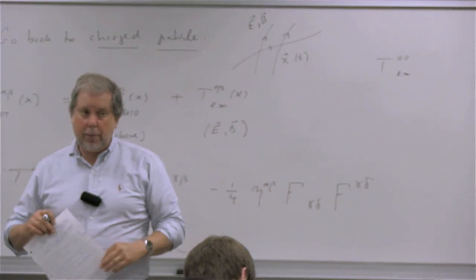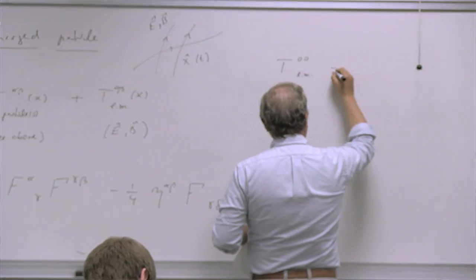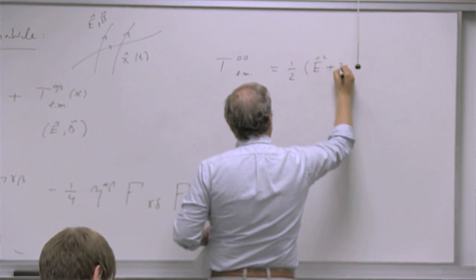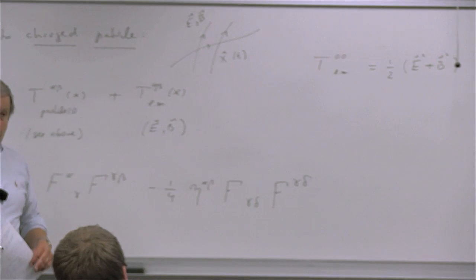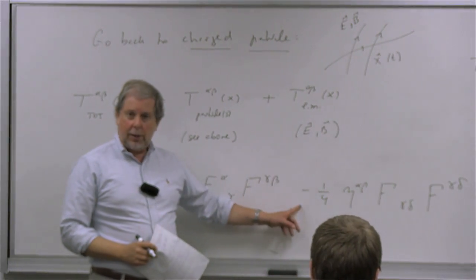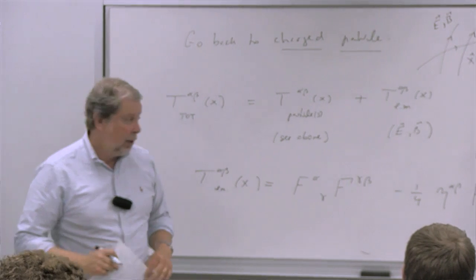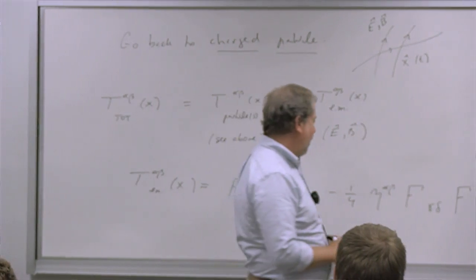So what is the energy part of an electromagnetic field? Well, it has to come out to be 1/2 (E squared plus B squared), right? And so it has to come out this way, and that fixes the two coefficients, C1 and C2. So this is 1, and this is minus a quarter, and that will give that.